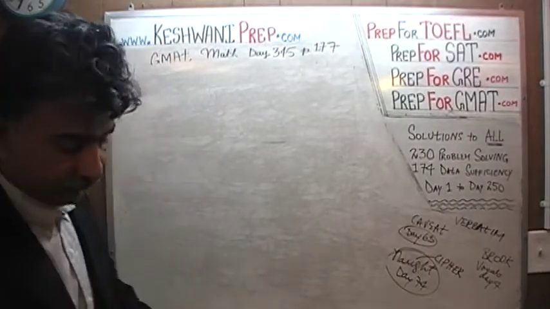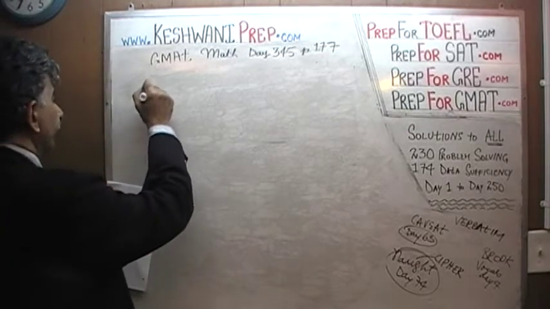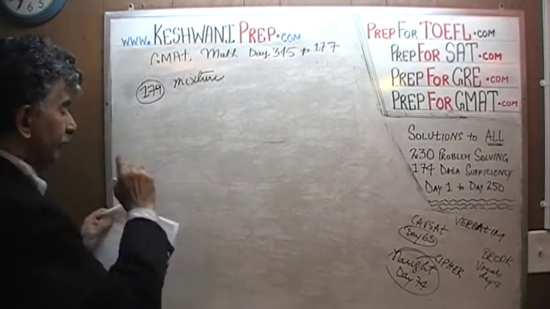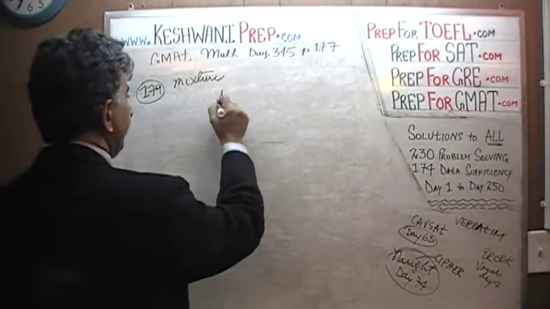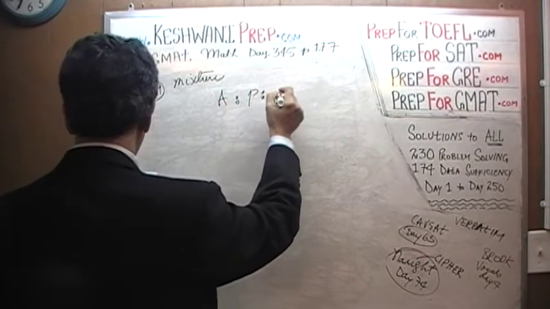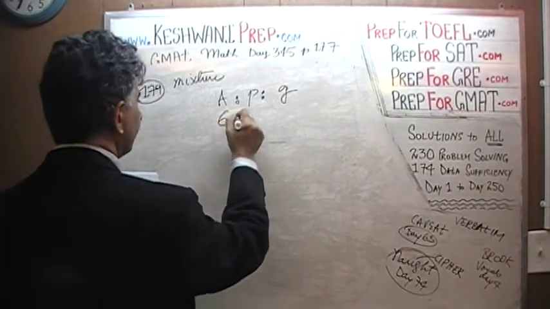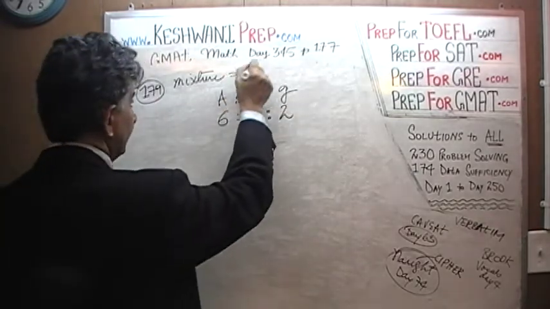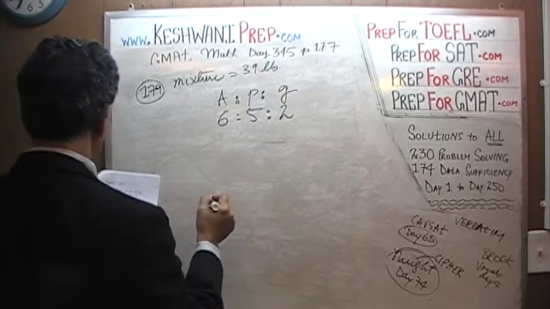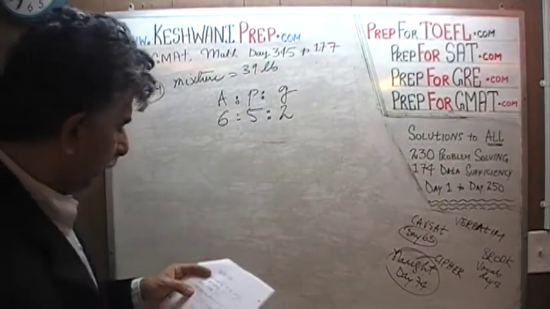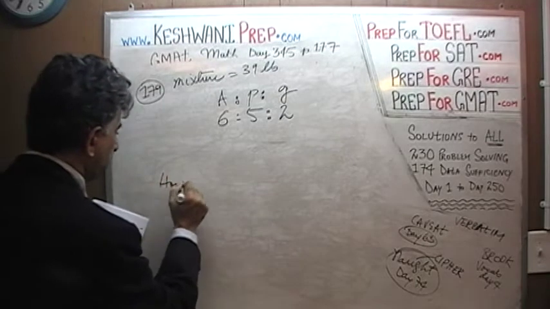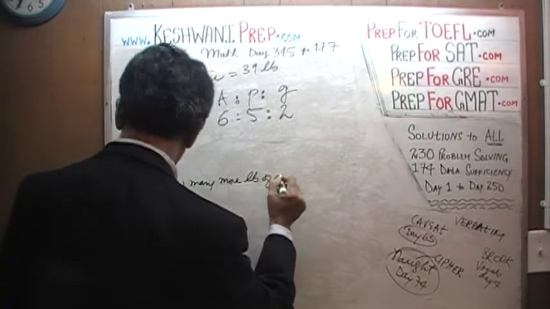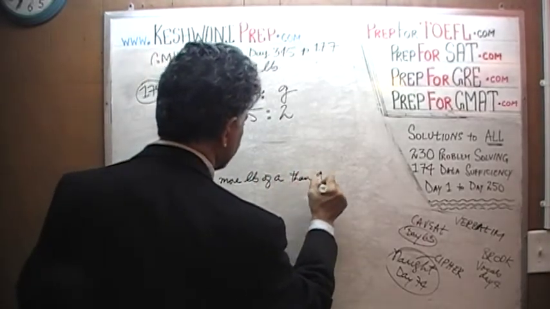Number 179 is a silly question. We have a mixture which contains A, P, and G in the ratio of 6, 5, and 2. And the total we are told is 39 pounds. And the question is, how many more pounds of A do we have compared to G?